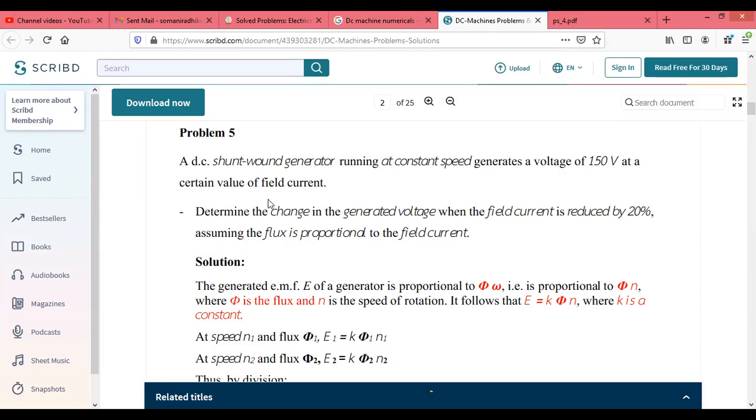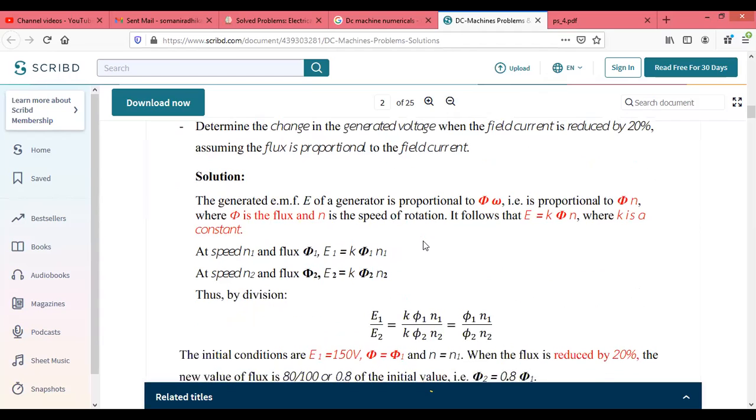So what they are saying here is that we are supposed to determine the change in generated voltage. It means we are supposed to find the value of E when the field current is reduced. It means IF will change. Assuming flux is proportional to the field current, phi is directly proportional to the field current. They have given that here. If they have not given it, at that time also we consider it.